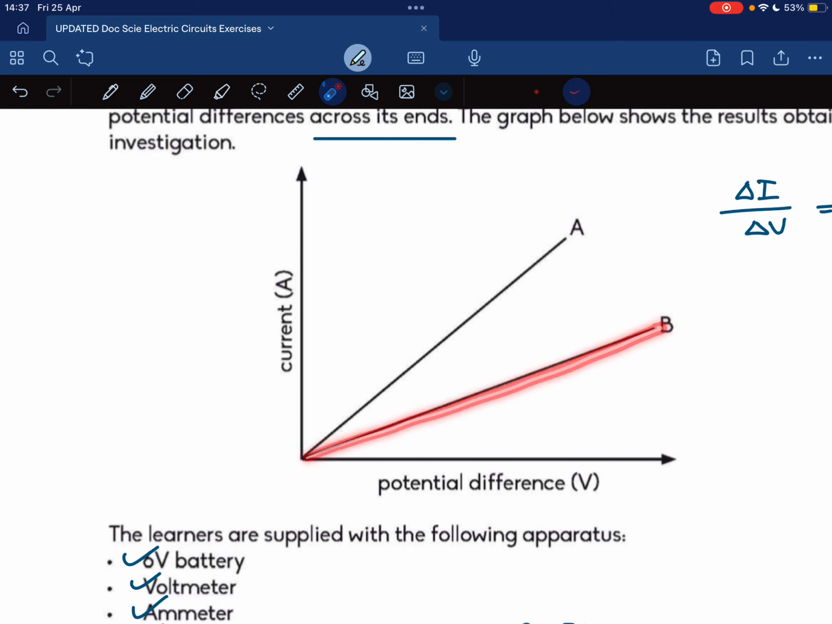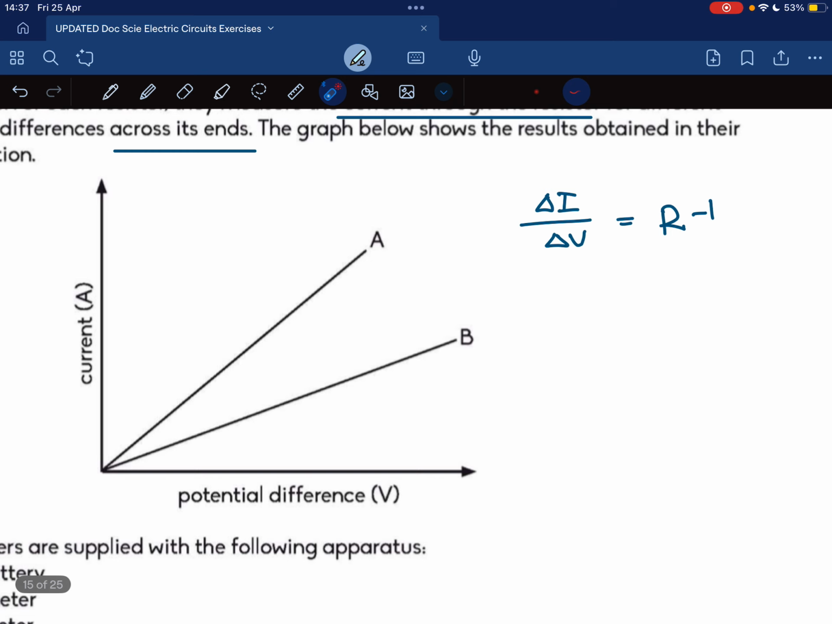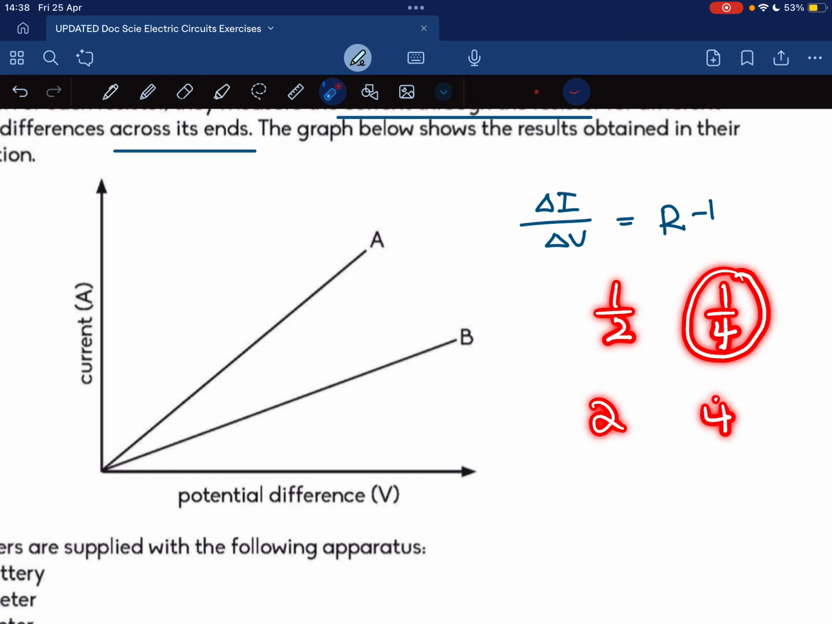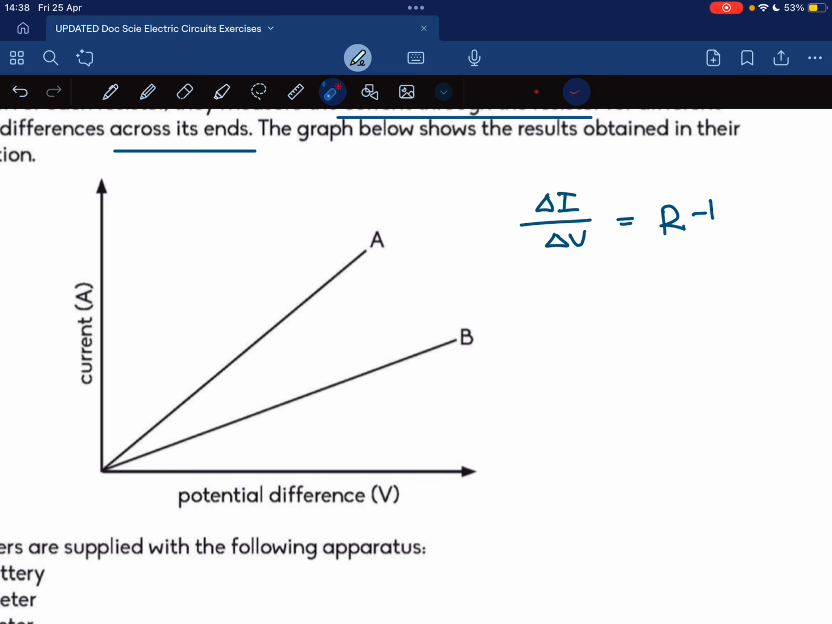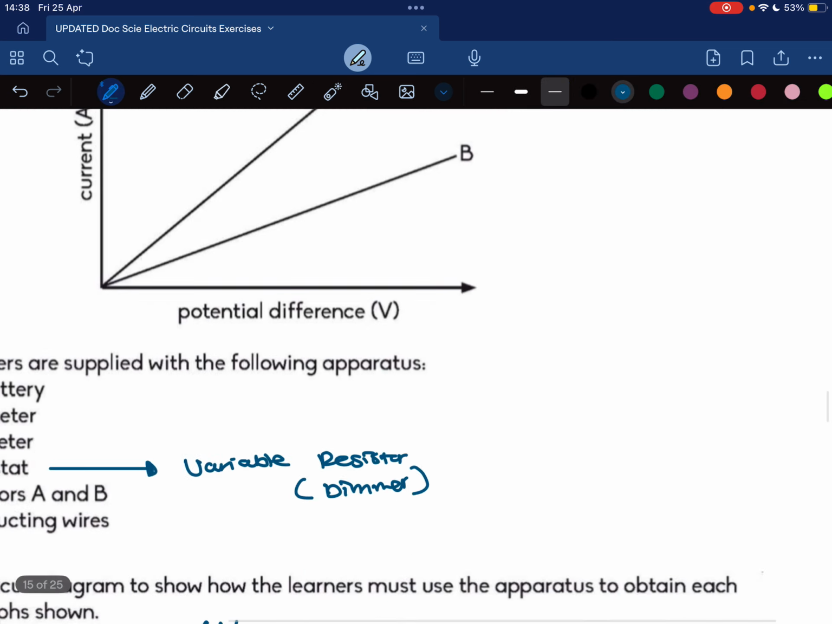So now basically we are trying to find where the gradient is the lower gradient, because the lower gradient, if you think about that, is going to have the higher resistance, because it will be like 1/2 and 1/4. Okay, that when you inverse it will be 2 and then 4. So obviously this one that appears smaller in gradient will have the larger resistance, because if you inverse these you will get a bigger answer with the smaller fraction. Okay, so the actual answer then is B.